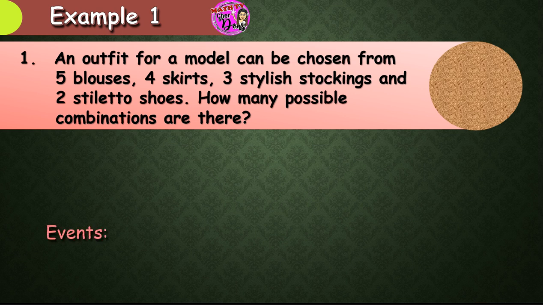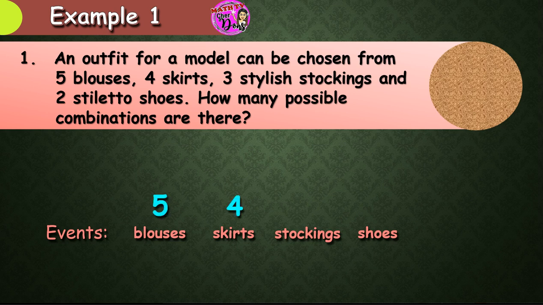Okay, how many events do we have? We have first blouses, the second one skirts, then stockings, and shoes. The number of choices we have for the blouse is 5, then 4 for skirts, 3 for stockings, and 2 for the shoes. From our definition, this is your P, Q, R, S.